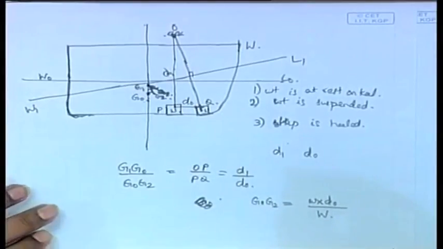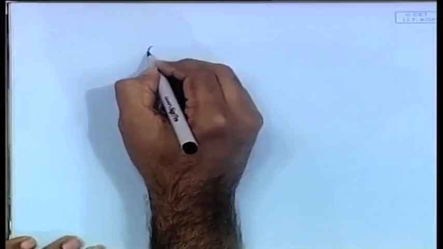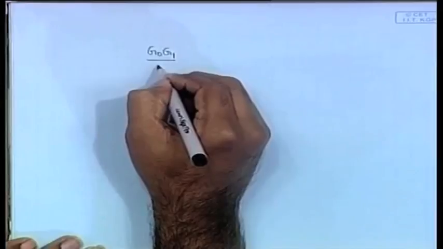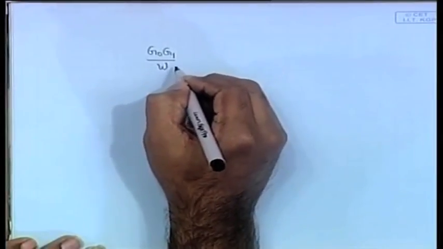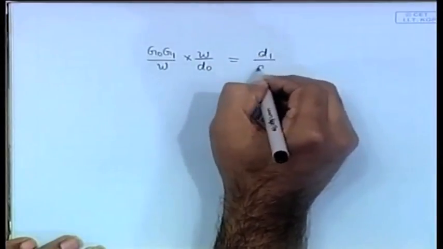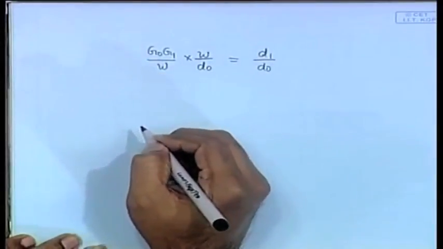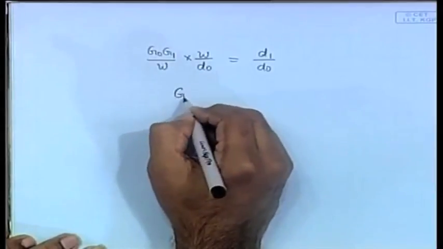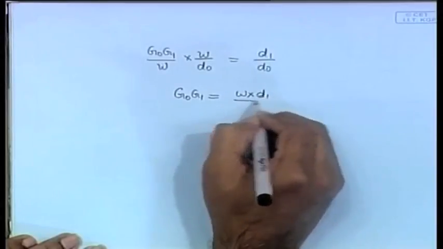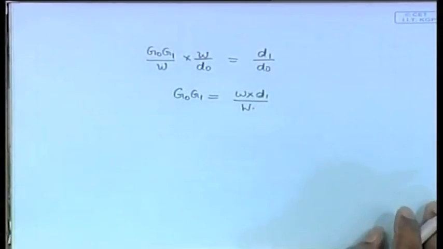Okay. Now, so you have g0 g1 divided by W into W by d0 equals d1 by d0. It comes directly from the previous equation. Therefore, you get g0 g1 equals W into d1 by W. Now, this is actually representing your g0 g1.